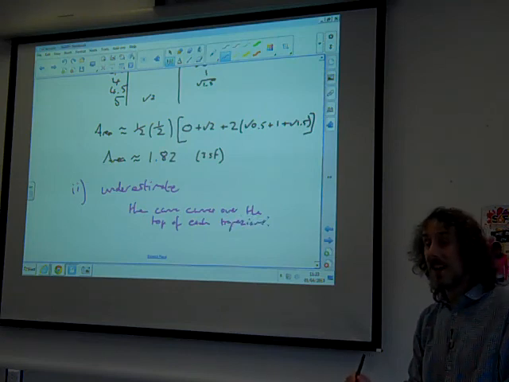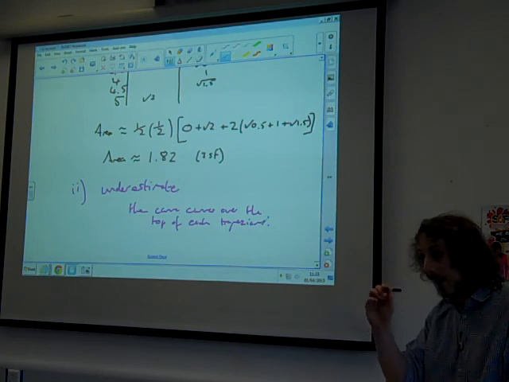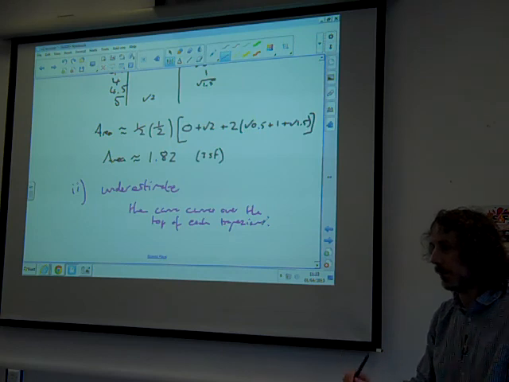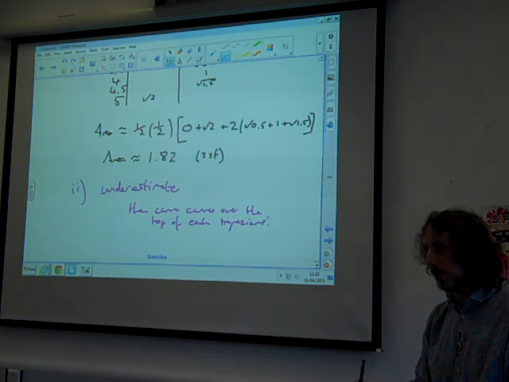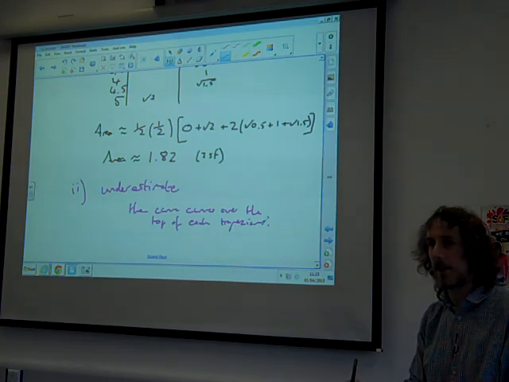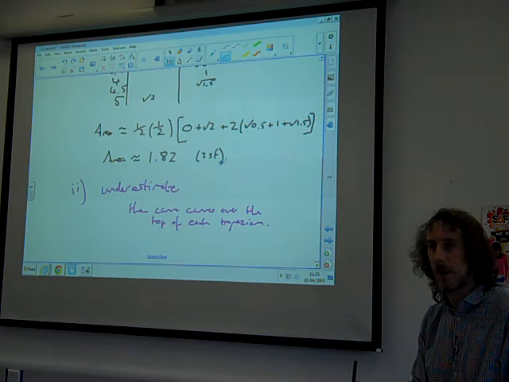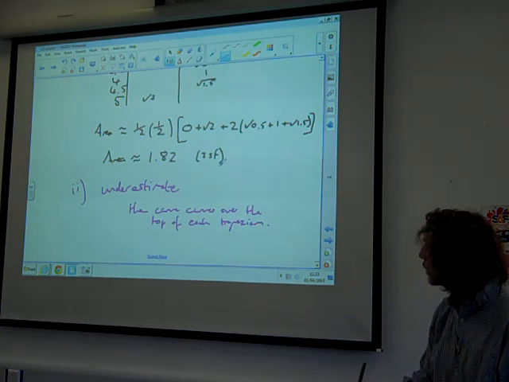There we go. They would accept a nicely drawn diagram. Obviously, you probably do it with proper paper and pens. But if you draw a diagram that illustrates that, then that would get the mark as long as you said underestimate. There we go. Happy?